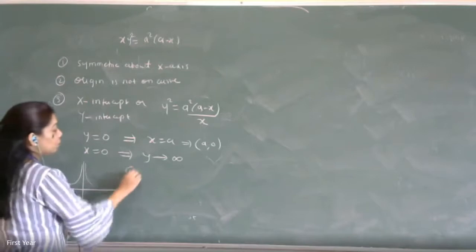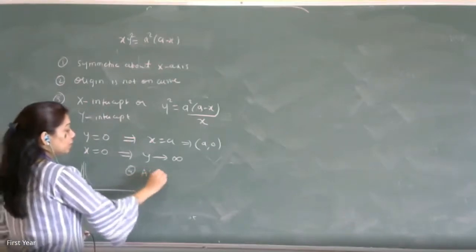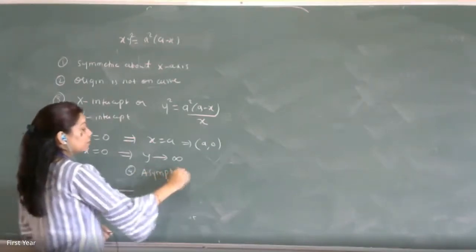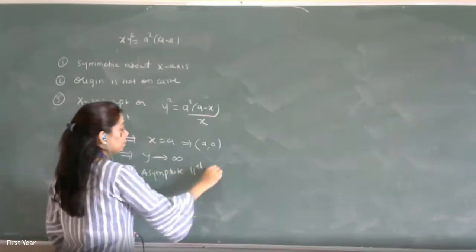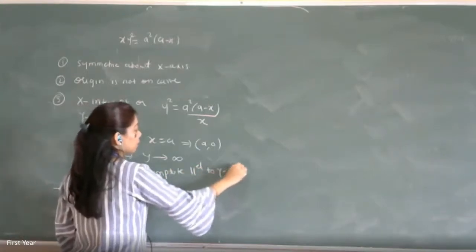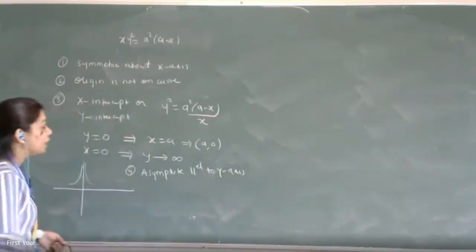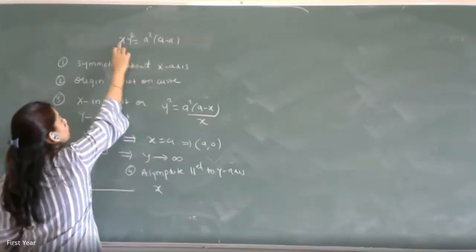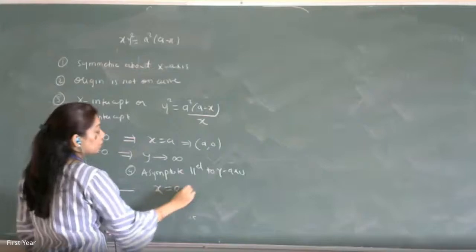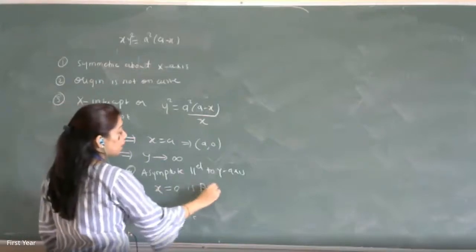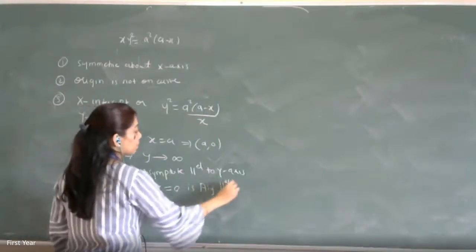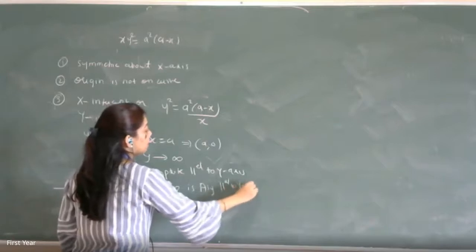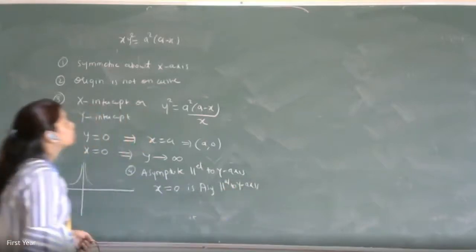So fourth one is asymptote parallel to y-axis. Asymptote parallel to y-axis. How do you find it? What is the coefficient of highest power of y? X. So x is equal to 0 is the asymptote parallel to y-axis. Is there any asymptote parallel to x-axis?